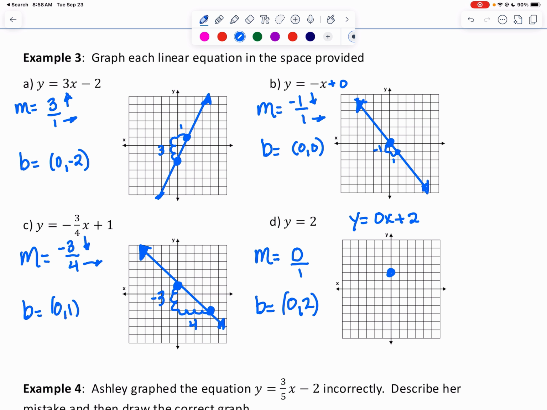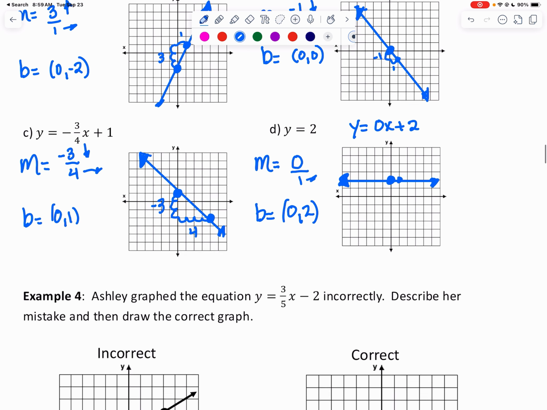All right, so I'll start by placing my y-intercept. Now, my top number is 0. So that means I'm not going to go up or down at all. My bottom number is right 1. So I won't go up or down, but I'll go to the right 1. And you can see that's going to form a horizontal line. Make it go all the way through the grid. So y equals 2 is a horizontal line.